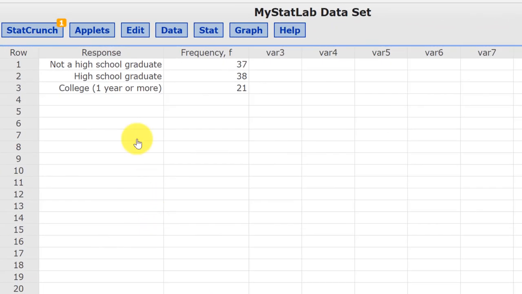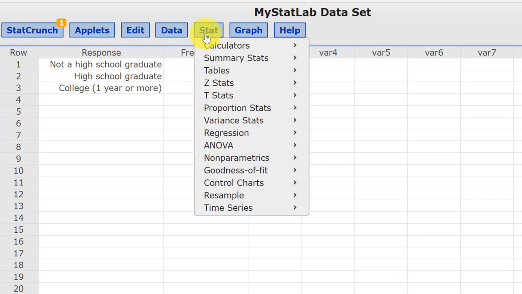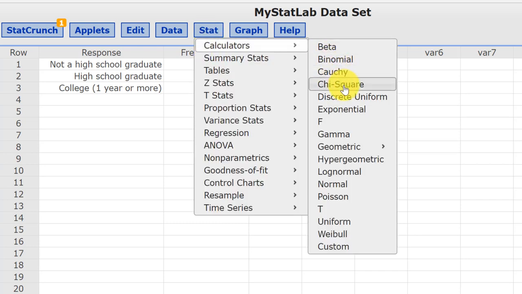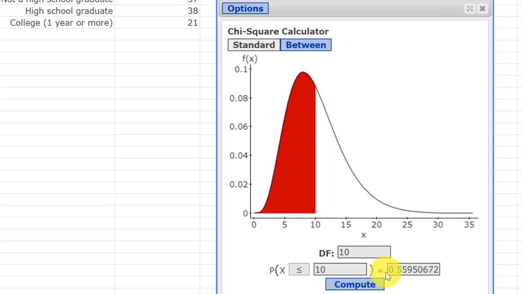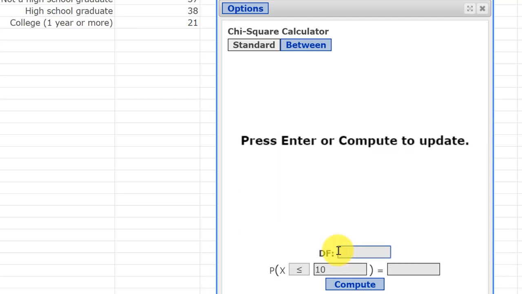Okay, I have StatCrunch open, and we have the data, the response categories, there's three of them, and then the frequencies in each of those categories. So we're going to get the critical value first, and we do that by going to Stat, Calculators, Chi-Square, and it brings up the calculator. We need to enter the degrees of freedom, and that's just the number of categories minus 1. So we've got K equal to 3, so 3 minus 1 would be 2.